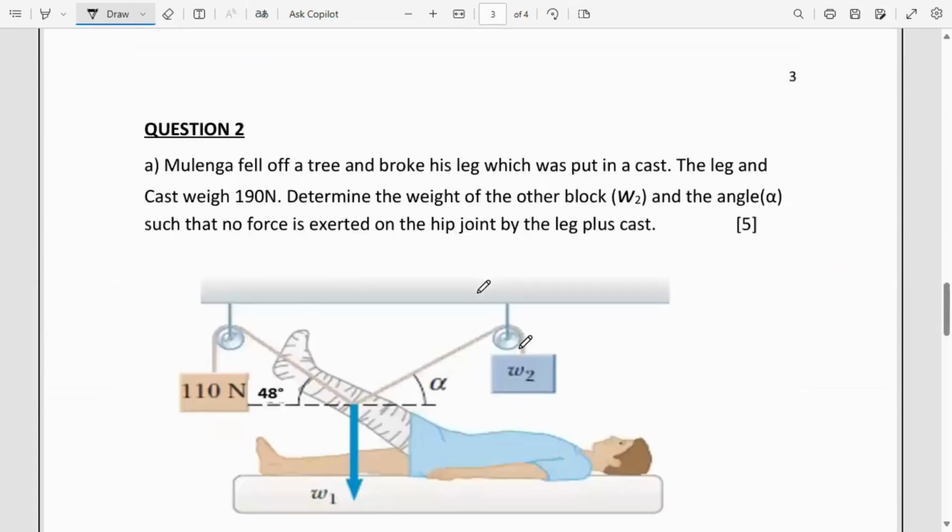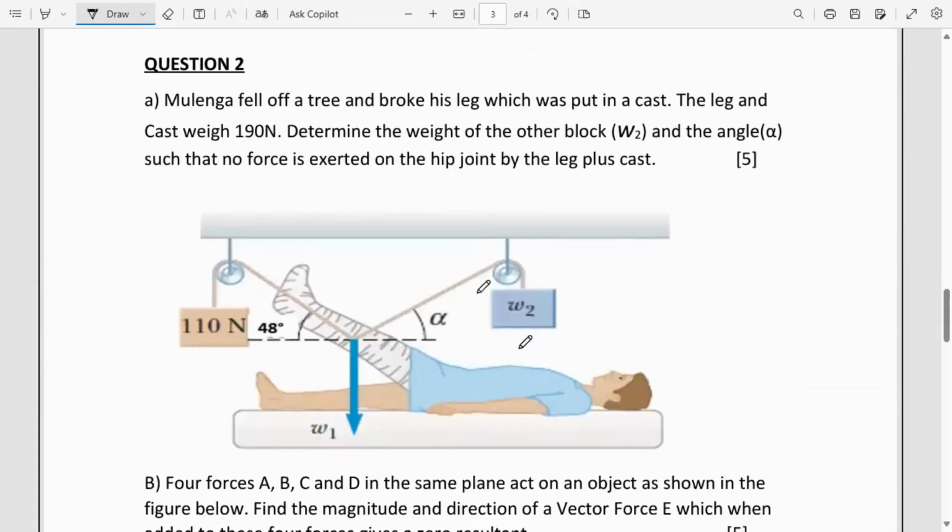So question 2a is saying Molenga fell off a tree and broke his leg, which was put in a cast. The leg and the cast weigh 190 newtons. Determine the weight of the other block, W2, which is this one here, and the angle alpha, which is this one, such that no force is exerted on the hip joint by the leg plus cast.